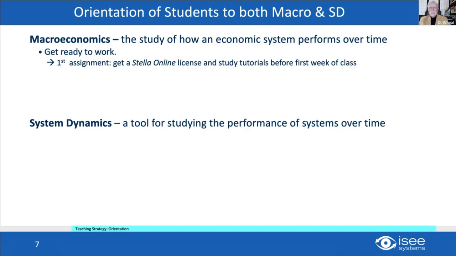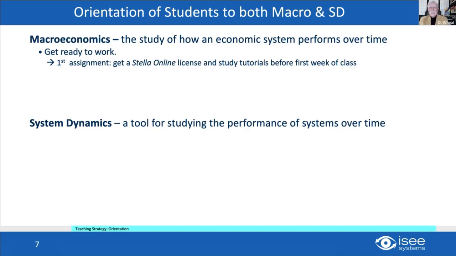Now, since they've never read other economics textbooks and never seen another macro introductory text, they don't know that that's not really the way macroeconomics is taught. So they'll just take my word for it, that it should be studied as a system over time rather than a static topic that's devoid of history. And then system dynamics I just present as a tool for studying the performance of systems over time. So obviously there's an opportunity for a marriage there.